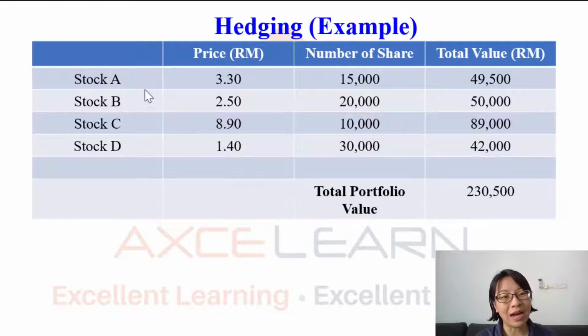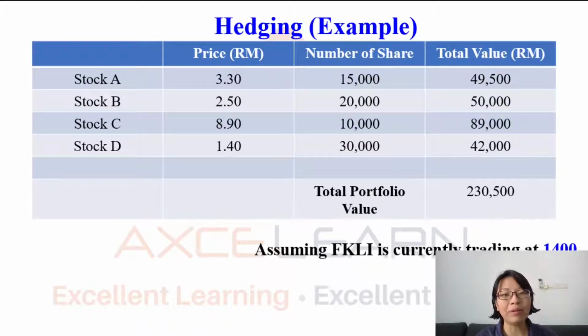Let's say I'm going to duplicate the previous slide, the first slide. Let's say, for example, I'm having 4 stocks, stock A, B, C, D. This is the price as of the time that you want to hedge, not the price that you bought at. So during that time, my stock price will be this price, and I have my number of shares, then the total value. So I only need to look at the total portfolio value.